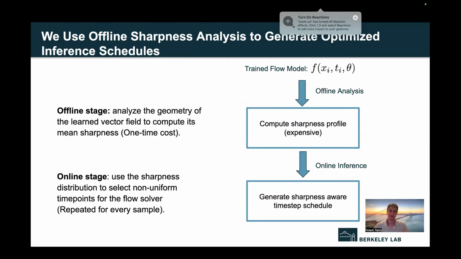So we propose this new paradigm where first we run an expensive offline stage to analyze the geometry of the learned vector field. And then once we learn the underlying geometry, we're able to more intelligently place our time points and either accelerate our inference or get more value out of our inference steps.